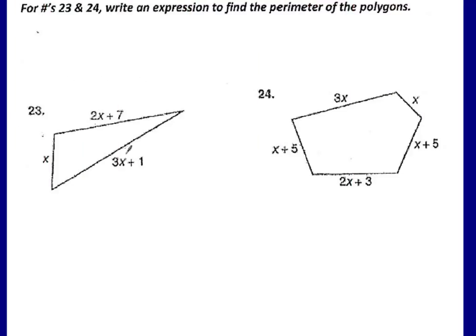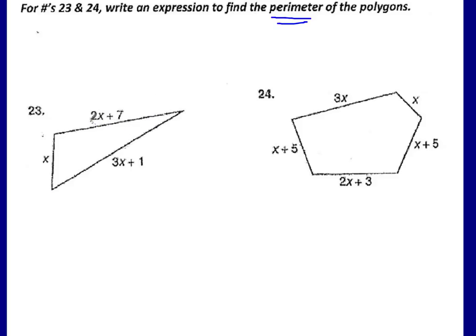And look at the bottom. For numbers 23 and 24, we're going to write an expression to find the perimeter of the polygons. Perimeter means the distance around the polygon. To find the perimeter, you add up all the side lengths. Now these are a little bit different because we're used to lengths being in inches or in yards. These are algebraic expressions. The concept is the same. We add up all of the sides.